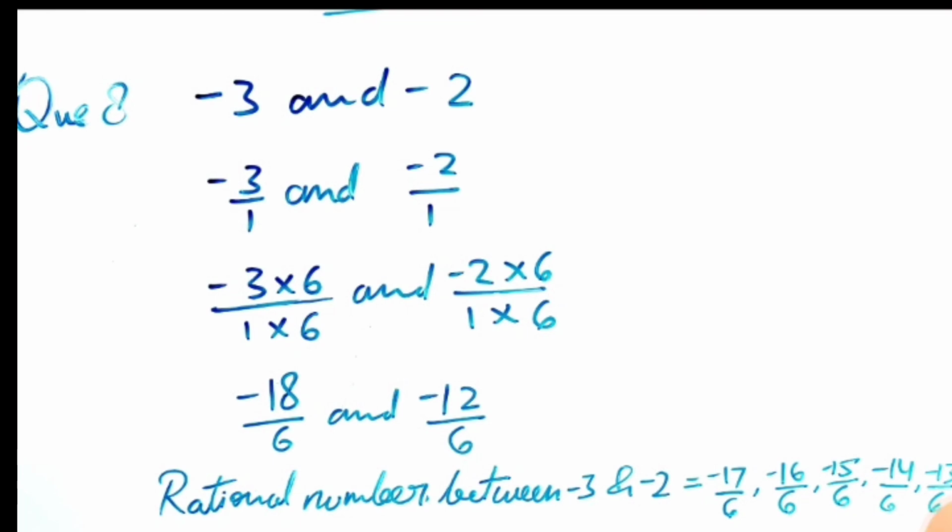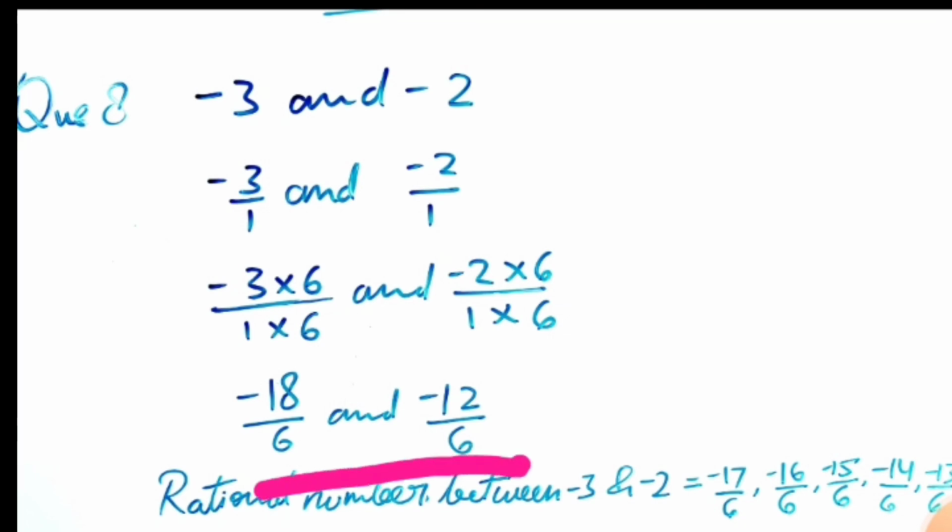We need to find 5 rational numbers between them. So we'll add 1 to this 5. So 5 plus 1 will be 6. Now we will multiply 6 with the numerator and denominator both in both the rational numbers. Here also and here also in this way. So it will be like -18 by 6 and -12 by 6.